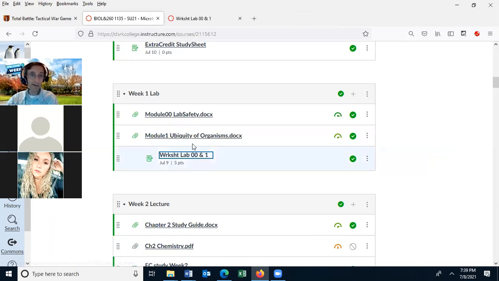Together, these two labs are worth 5 points, so each one is worth 2.5 points. All other labs will be worth 5 points. Let me go back to the worksheet.